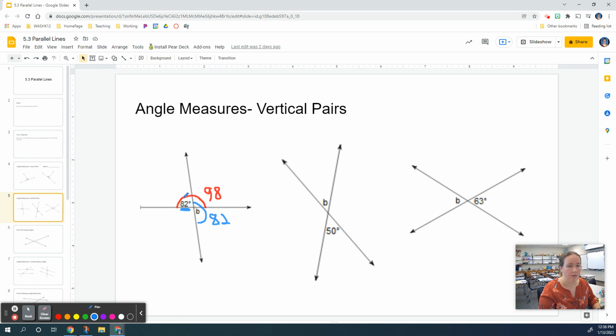So any angles that are across like this are called vertical pairs, and they're just equal to each other. So here I have 50 degrees, this one is 50 degrees. Here, 63 degrees, so this one is also 63 degrees.